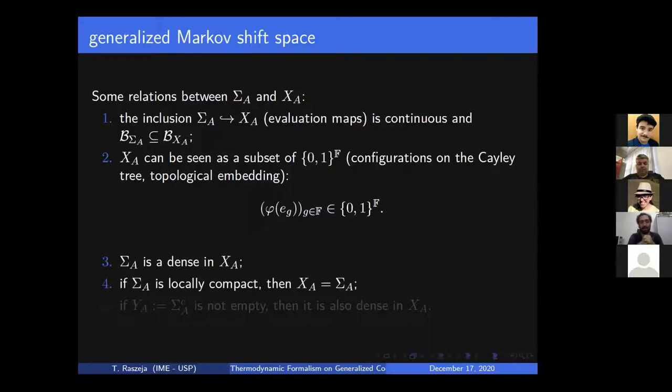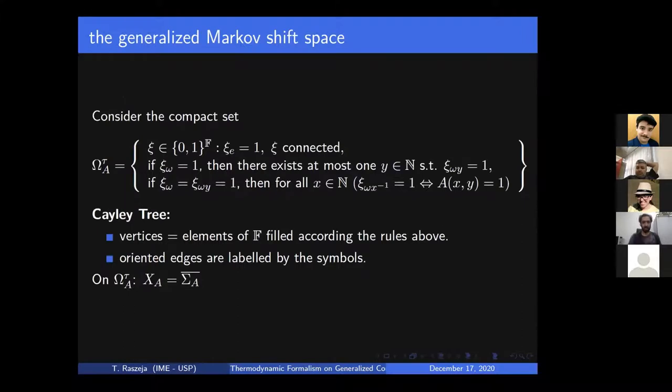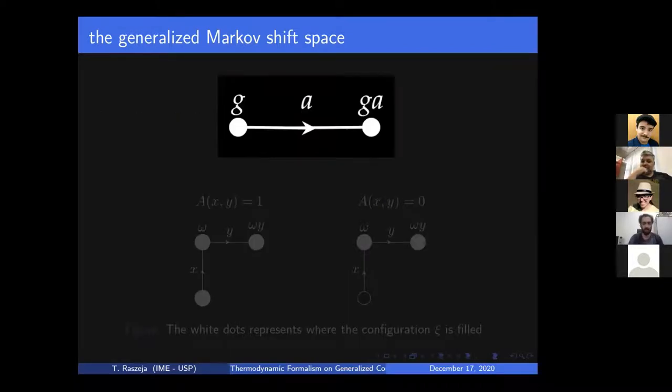And when sigma A is locally compact, this collapses to the previous theory, so XA equals sigma A. In particular, when its complement is not empty, the complement is also dense in the space. Maybe I should draw this. The point here is that you can set XA as the closure of sigma A inside this set, which is a compact subset of OA power F. It is straightforward to explain, but there are these rules that are very important. I will draw this next.